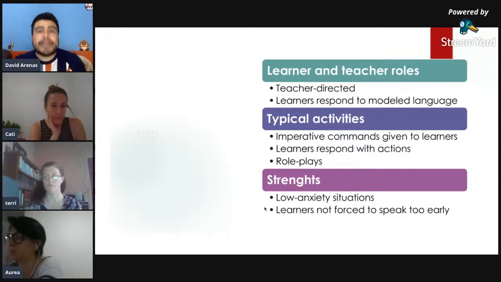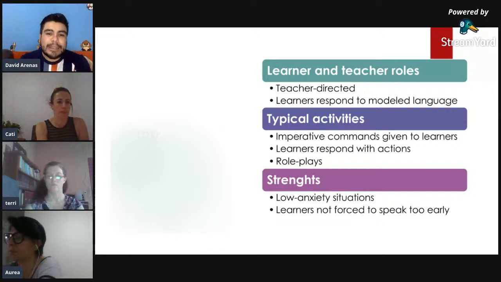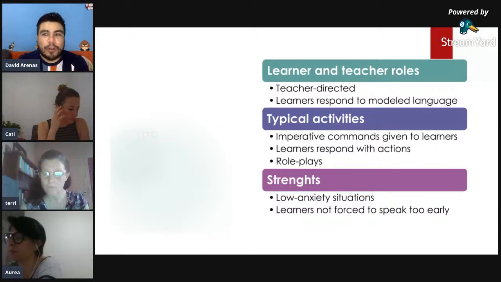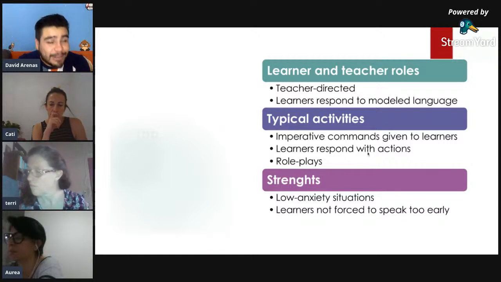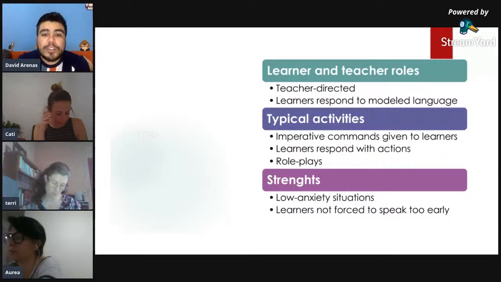And the typical activities within this method were, for example, imperative commands given to learners like stand up, move your hands, and all those things. And learners responded with actions. And most important, of all of those, I think the role plays, right? The role plays were really important, and they still are because we can use them a lot to have students using spoken language and also using the language meaningfully.